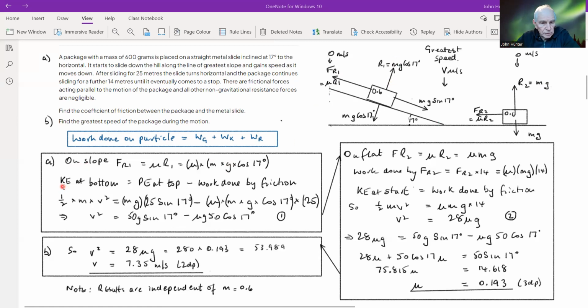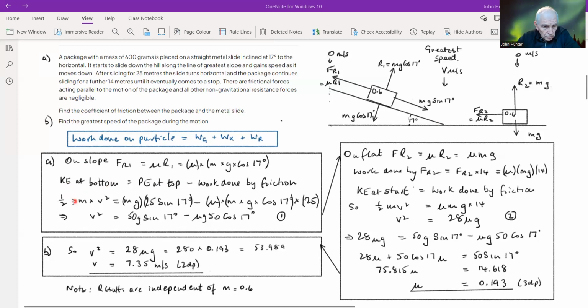And the important thing here is that kinetic energy at the bottom of the slide is going to be equal to the potential energy at the top, converted from potential energy to kinetic energy, but we have a loss of energy due to friction. So we have to subtract that out. All right, so we've got an expression for all these things.